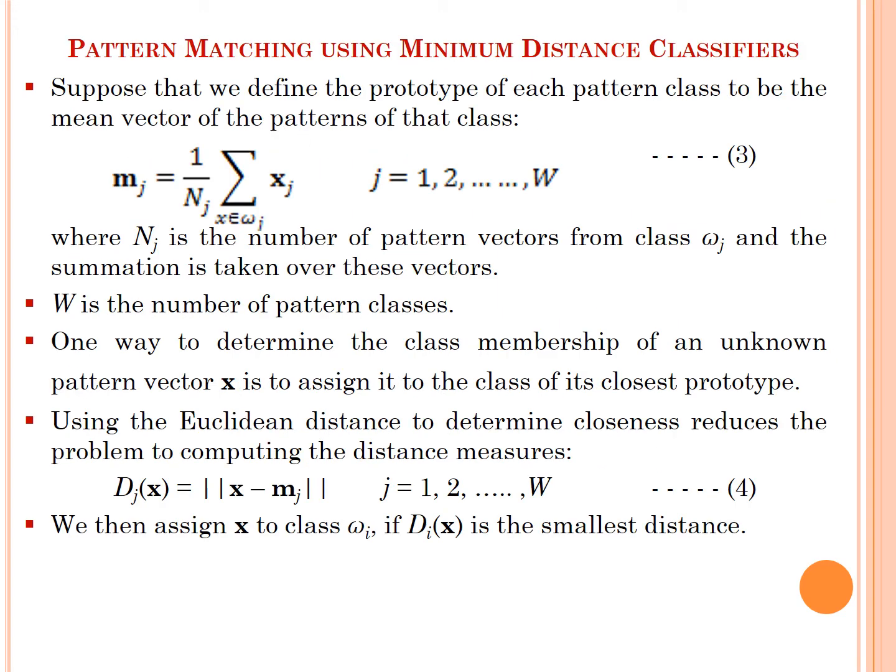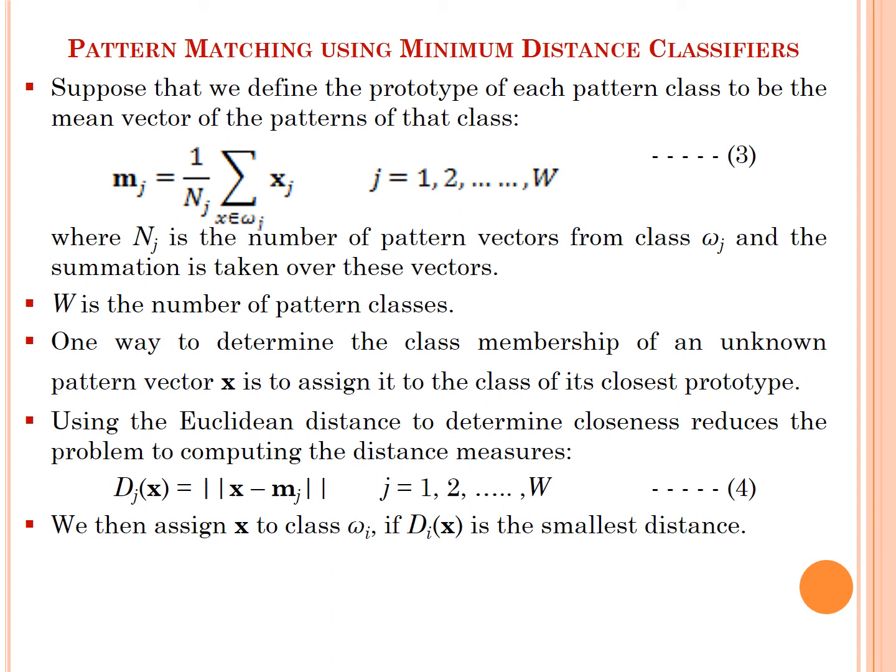Pattern matching using minimum distance classifiers. Suppose that we define the prototype of each pattern class to be the mean vector of the patterns of that class: m_j = (1/n_j) Σ x, for x belonging to w_j, j = 1 up to W, where n_j is the number of pattern vectors from class w_j, and the summation is taken over those vectors. W is the number of pattern classes.